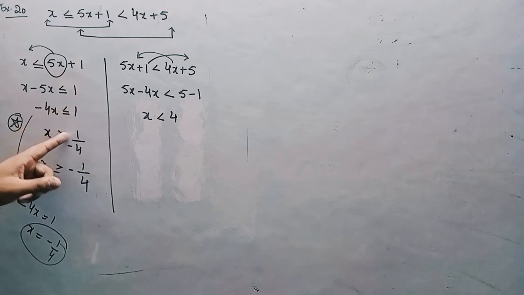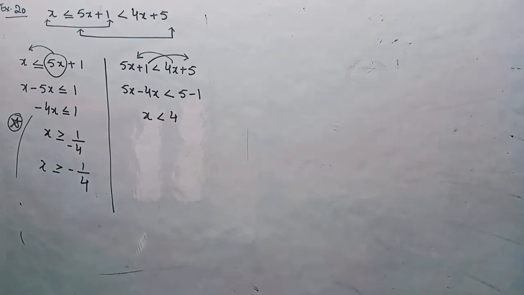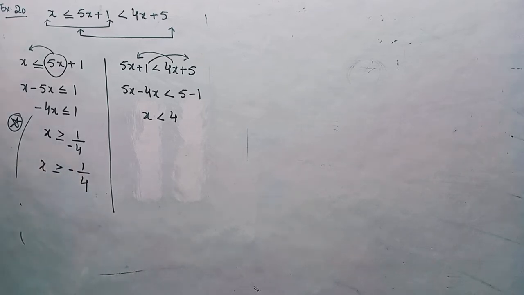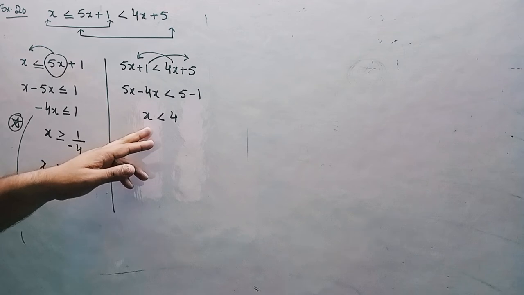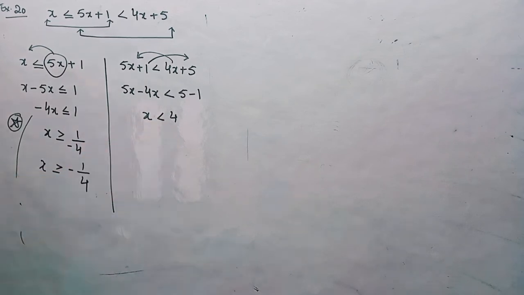It is less than, it will become here greater than. Okay, is that clear? I hope it is clear now. Now I have to show this on the number line. Number line में मुझे show करना है. अब देखो x का जो वैल्यू है -1 by 4 से greater than है, और you can see x का जो वैल्यू है वो less than 4 है.